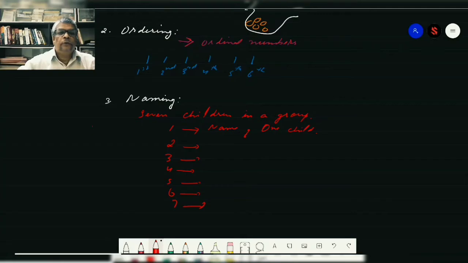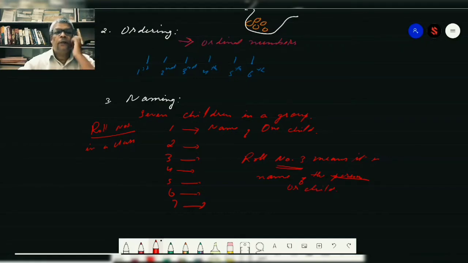Just like giving roll numbers in class. You call roll number 1, roll number 2, like that. These are used for naming. So when you say roll number 3, it is the name of the person or child. He is given the name roll number 3. Like that way, you can use these natural numbers for this purpose also.